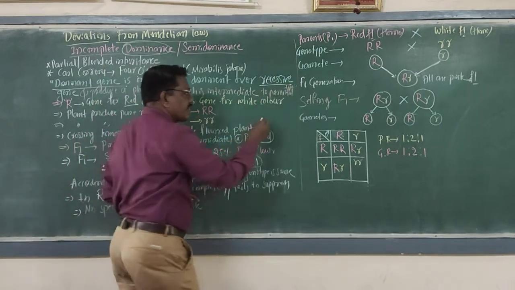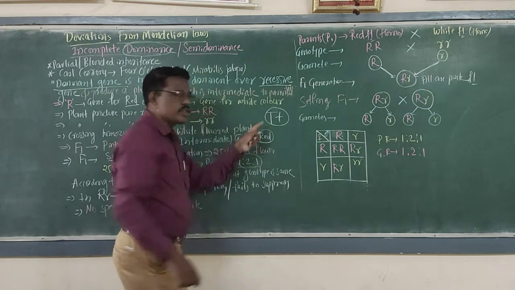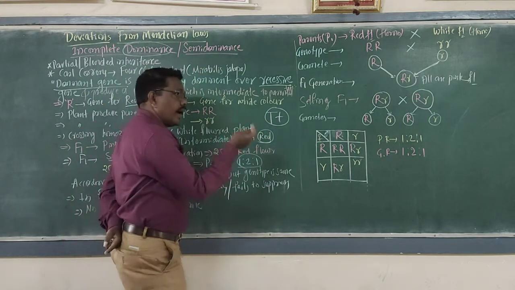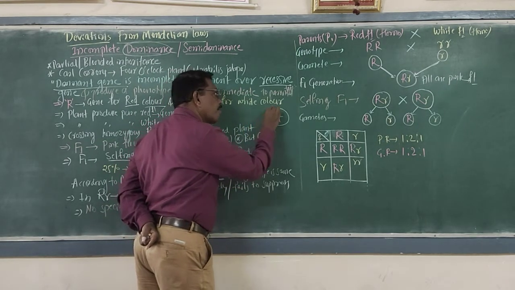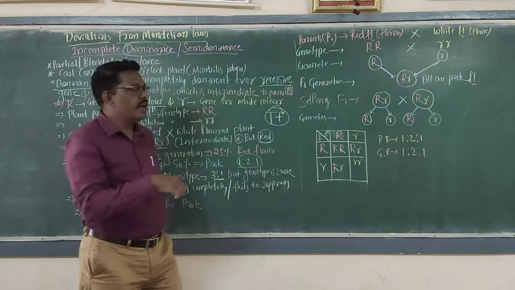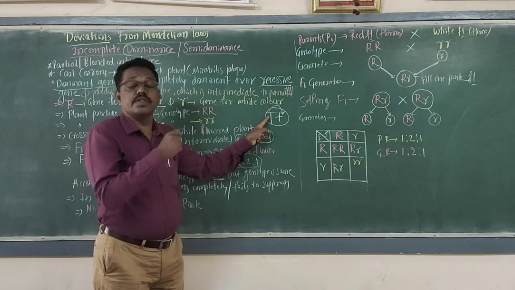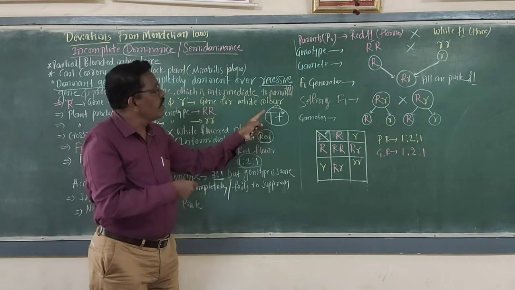Here I want to take an example. In the first law, Mr. Gregor Mendel used capital T for tallness and small t for dwarfness. Here capital T is completely dominant over small t. Hence, that plant becomes tall in nature. But in the four o'clock plant, I want to explain it.